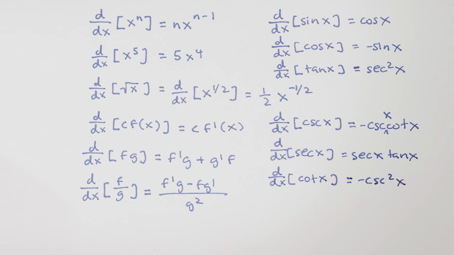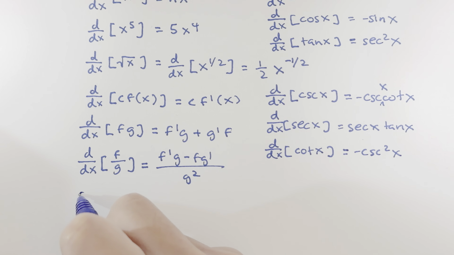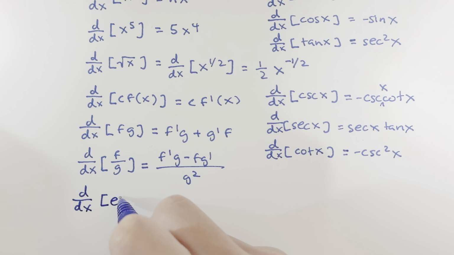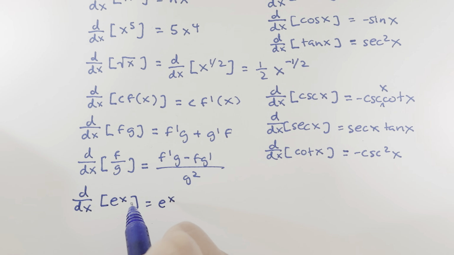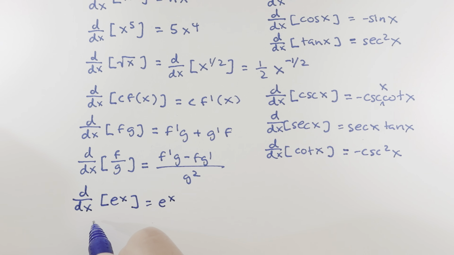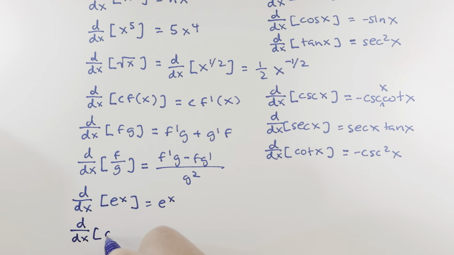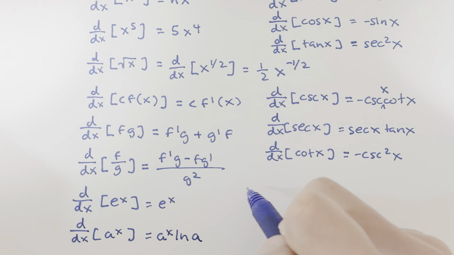And then we have the exponential and log derivatives. So d over dx of e to the power of x is equal to e to the power of x. So just remember for e to the power of x, it just stays the same. However, this is different for a to the power of x. This will equal a to the power of x times ln a. Notice that e to the power of x is just a special case because here ln e is equal to 1.